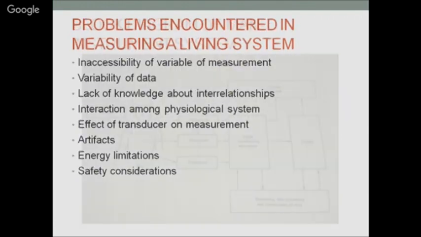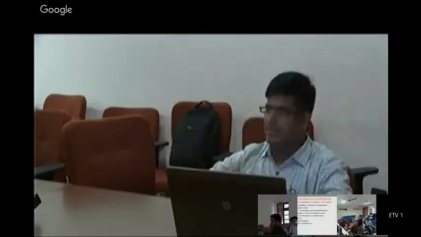Now, there are some common problems which we encounter while measuring any parameter in a living system. The first is inaccessibility of the variable of measurement. Why? Because you cannot always puncture the vein to measure blood flow. If you want to measure the blood flow, you cannot always place your transducer inside the blood stream, because every time you would have to puncture the vein. So you cannot do that every time. Inaccessibility of the variable means the place at which the transducer has to be placed is not accessible for measurement.